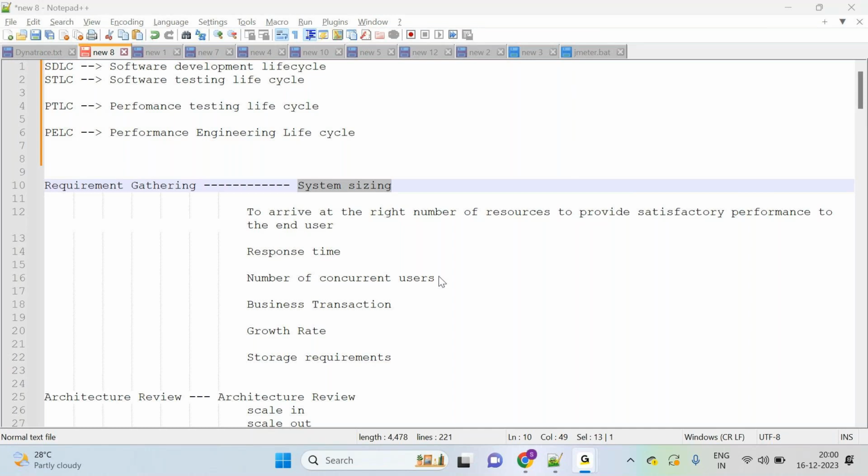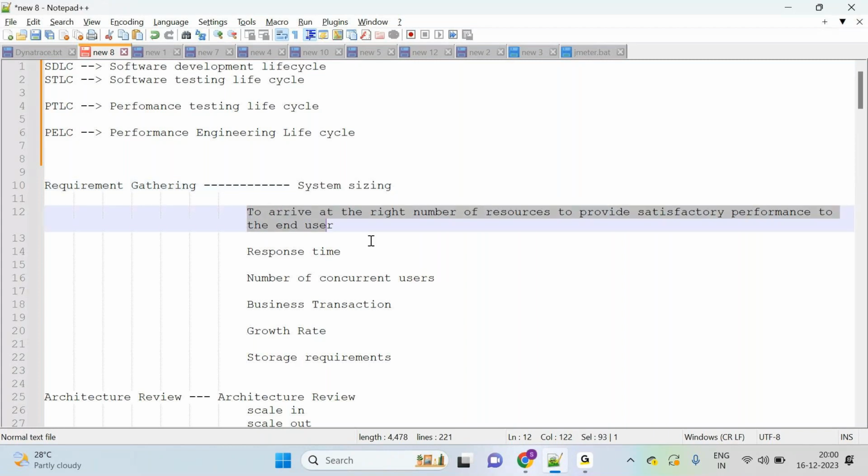What is your system? Sizing related information. These many servers, this is the configuration, this is what we are going to do. All those things we are going to check in the requirement gathering time itself. Performance engineers are going to understand system sizing related information at that moment. So why are they doing this? To arrive at the right number of resources to provide satisfactory performance to the end user. That is the reason why performance engineers do all these kinds of activity.